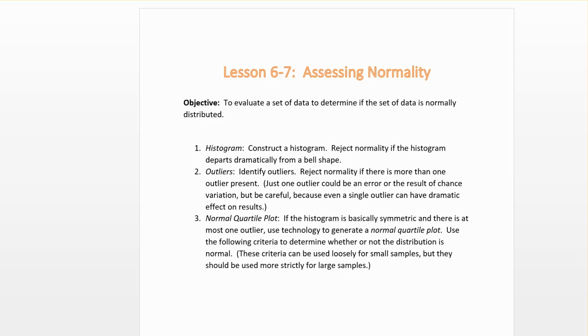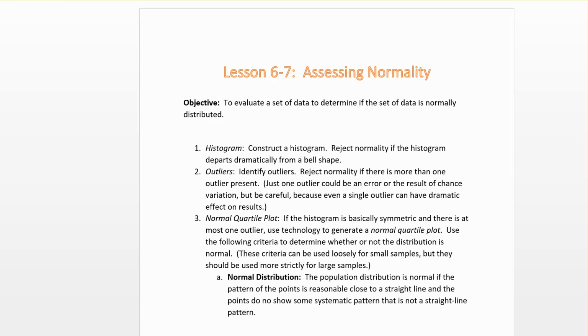The third thing we're going to look at, and this is the one that's going to take a little bit of technology, is a normal quartile plot. So if you construct your histogram and it looks basically symmetrical and looks kind of like a bell curve, and there's at most one outlier, we're going to use technology to generate a normal quartile plot. We're going to use the following criteria to determine whether or not the distribution is normal. It makes a note to say this criteria can be used loosely for small samples, so we don't have many pieces of data. We can kind of use the histogram and the normal quartile plot. But if we have large samples, these are pretty good ways to check normality.